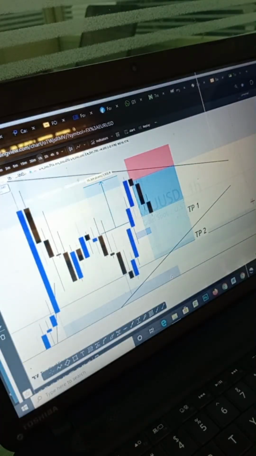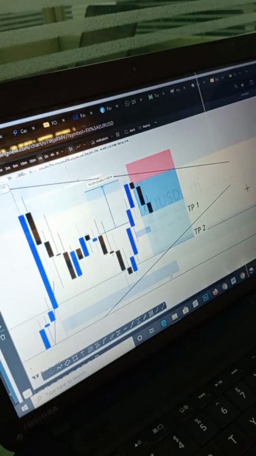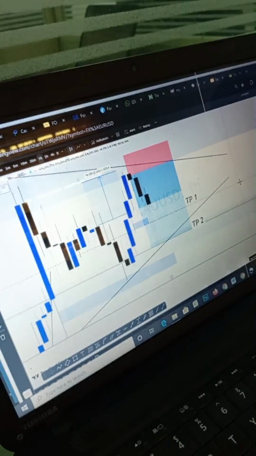As you can see, we're currently selling gold as a first trade for the week. And a whole lot of you might be thinking, why is he selling gold? Why is he selling gold?